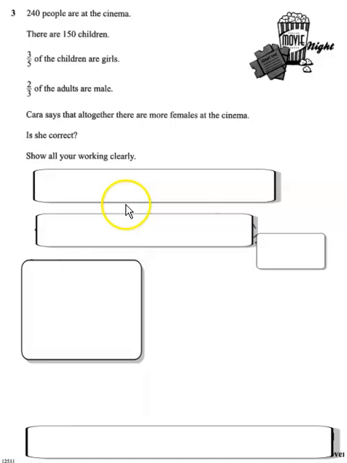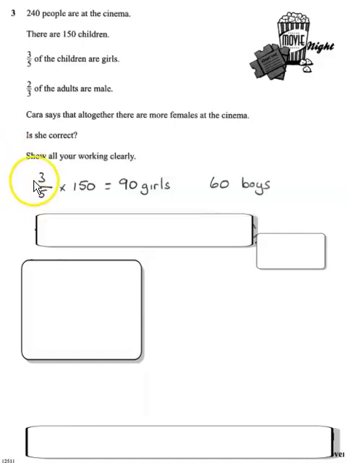Okay, for question 3, it says 240 people are at the cinema. There are 150 children. 3/5 of the children are girls, 2/3 of the adults are male. Cara says altogether there are more females at the cinema. Is she correct? Show all your working clearly. So the first thing you would have to do is to get 3/5 of 150 children. Because the question says 3/5 of the children are girls, we find out how many girls there were, and there's 90. Now, if there's 150 children, then 60 must be boys.